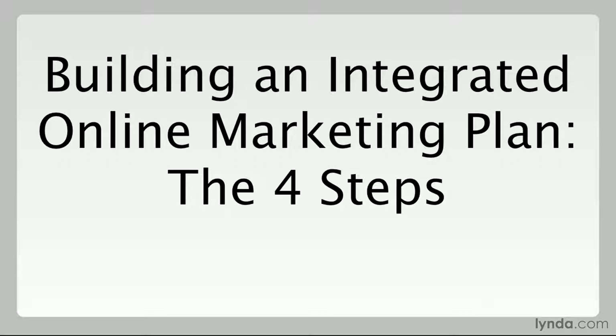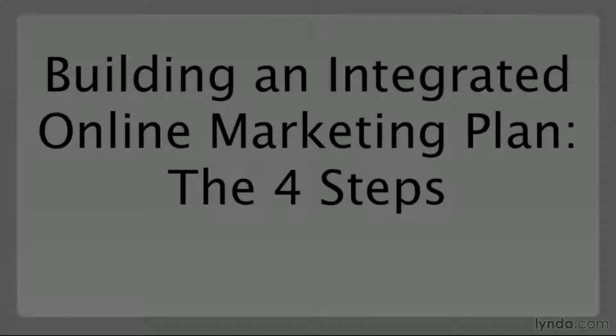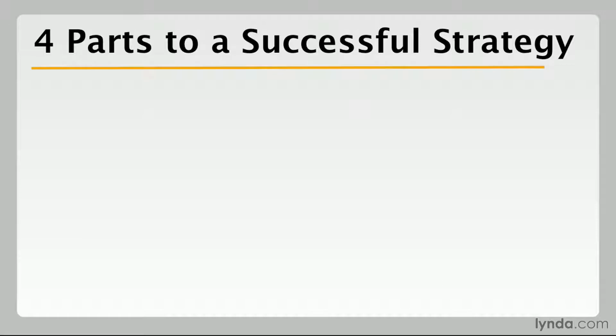Building an integrated online marketing plan. Here are the 4 critical steps to building a successful integrated online marketing plan. The 4 parts to your successful strategy. Number 1 is developing a clear narrative.